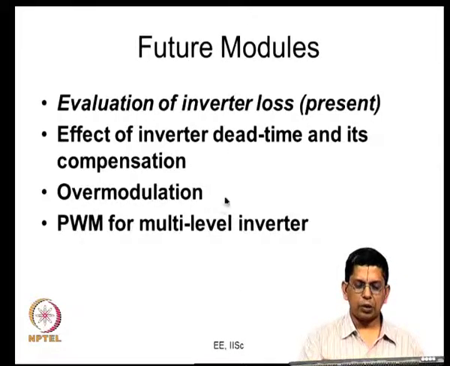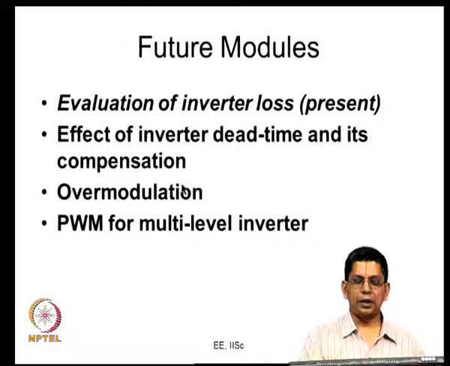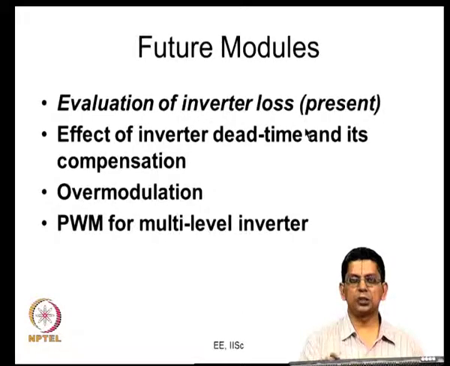The future modules which remain to be done are the effect of the inverter dead time and its compensation. So, regarding the non-idealities, there is a forward drop that causes conduction loss, which we dealt with in the last class, and the other non-ideality in the actual switches is that they take a finite amount of time to turn on and turn off, and there is a certain amount of switching energy lost, and that is the switching loss which we are dealing with in this present lecture.